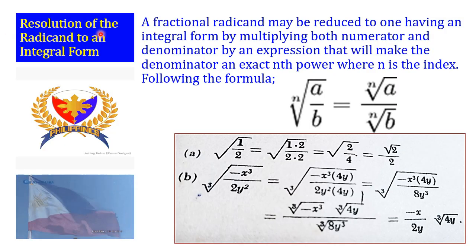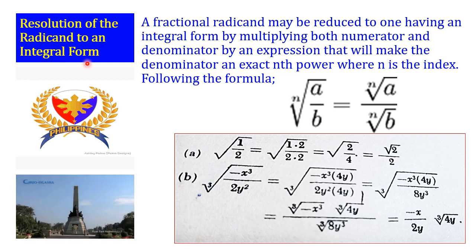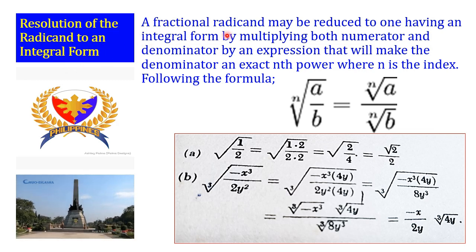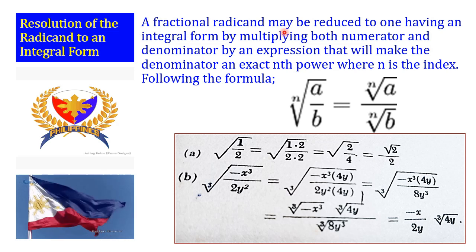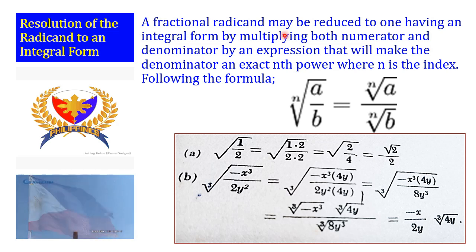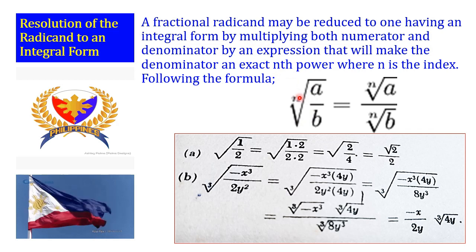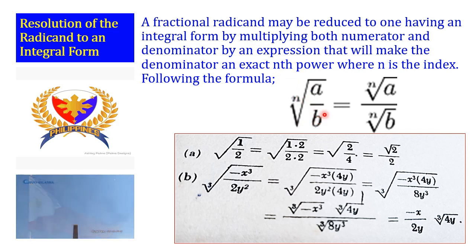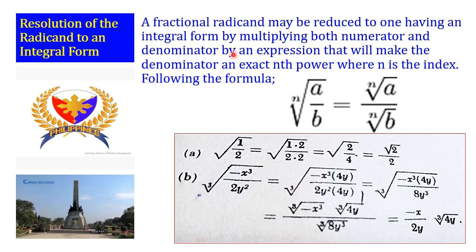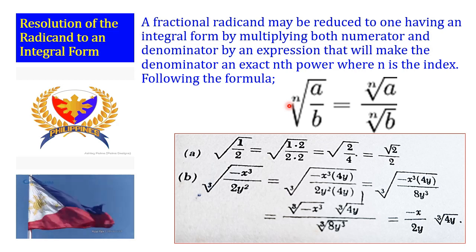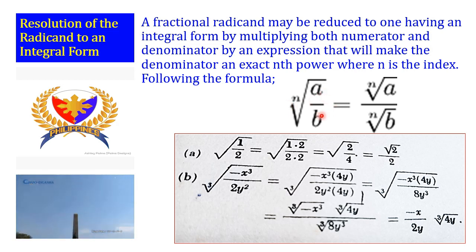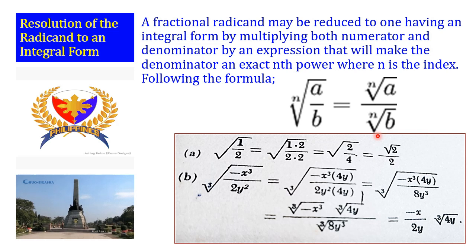Resolution of the radicand to an integral form. Ang fractional radicand ay maaaring gawing integral form sa pamamagitan ng pagmultiply ng numerator at ng denominator sa isang numero na magbubunsod sa denominator nito bilang maging perfect nth power, kung saan ang n ay ang index. Ito ay sumusunod sa panuntunang the nth root of a over b is equal to the nth root of a over the nth root of b.